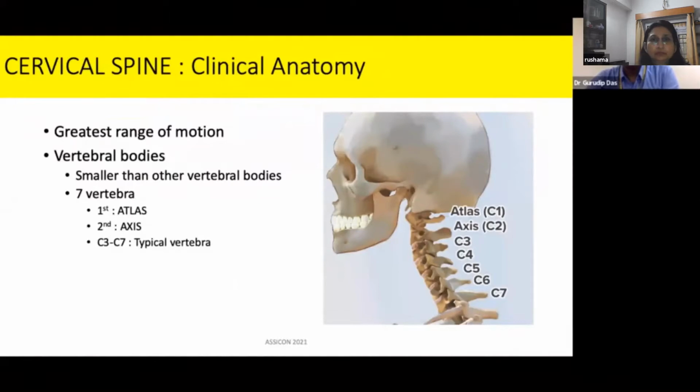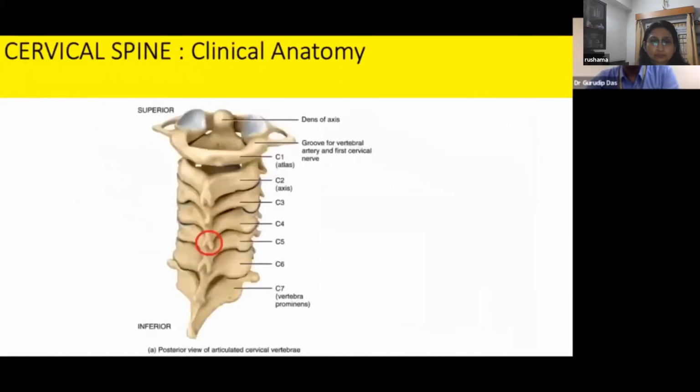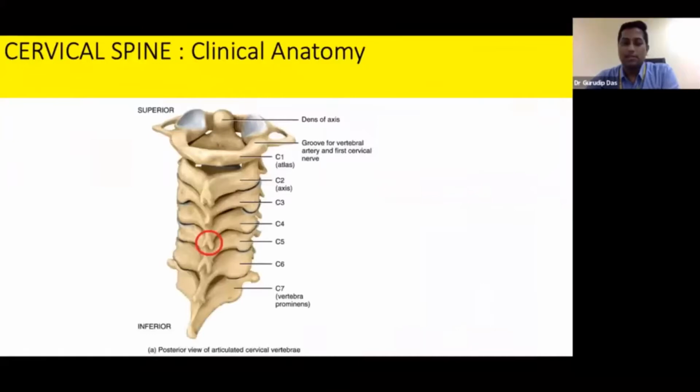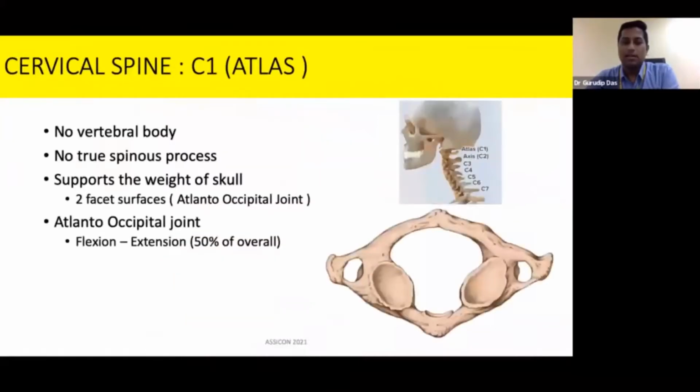The first cervical vertebra is called the atlas. The second is called the axis. The third to 7th are called the typical cervical vertebrae. These vertebrae are arranged in this manner in the cervical spine. Please note the bifid spinous processes. The first cervical vertebra does not have a body, neither does it have a true spinous process, and it basically functions to support the weight of the skull through the atlanto-occipital joint. This joint contributes to almost 50% of the overall flexion and extension of the cervical spine.